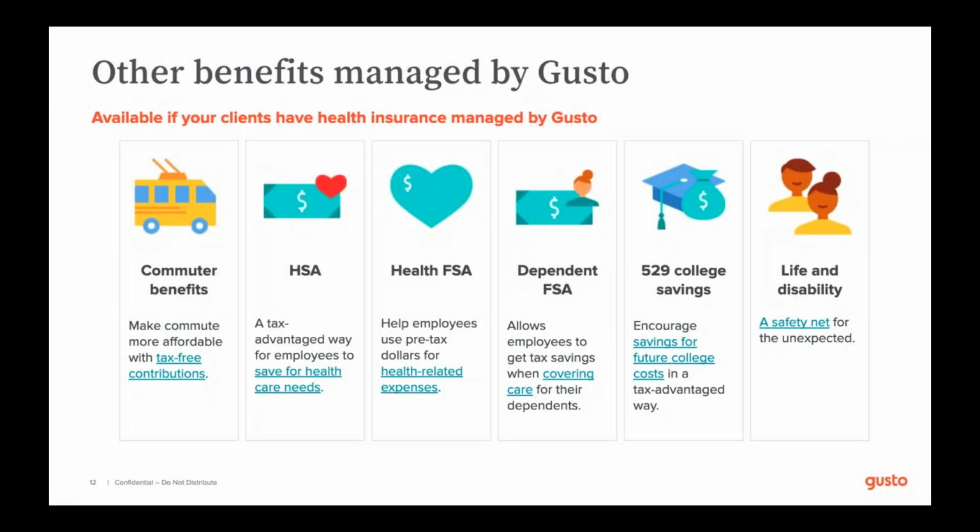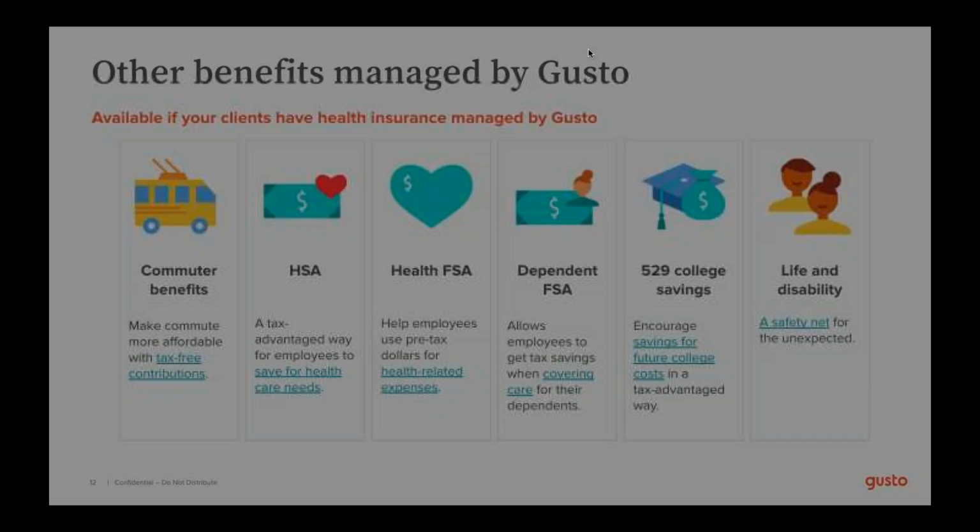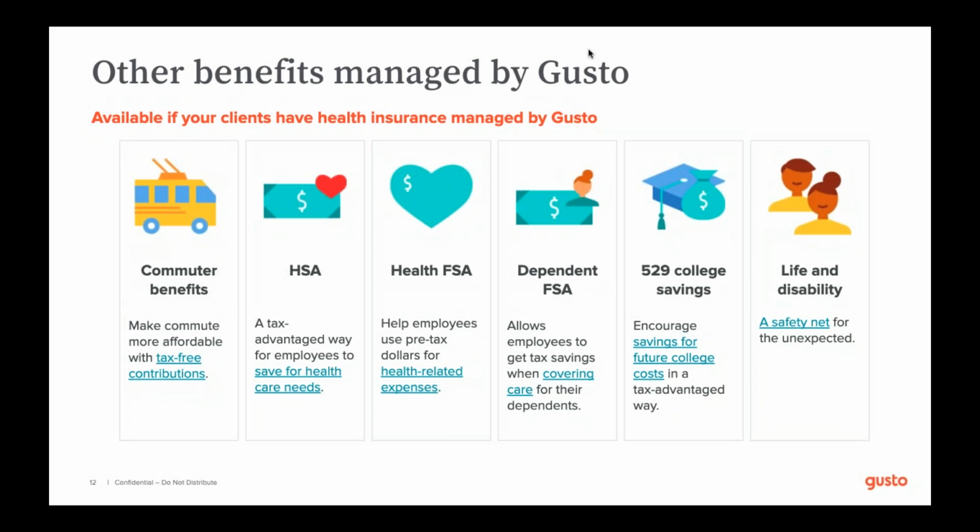Other benefits managed by Gusto: commuter, HSA, FSA, 401k, 529 college savings, and life and disability. So oftentimes, if you look at a screen like this, you might say, I go to someone for my payroll, to this broker for my 401k, to this individual for my health insurance, and over here for my commuter benefits. But Gusto took a look at that and said, what if we can offer that under one roof, which is why we manage all of those and offer them.